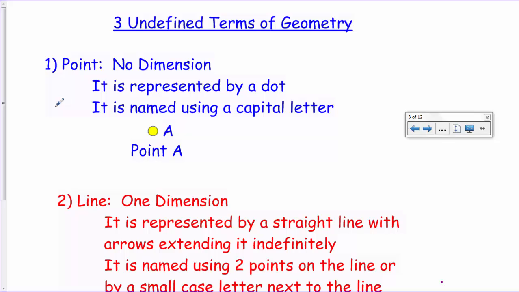Our first undefined term can be represented by a symbol, which is a dot, or we can use the word point to name it. It has no dimension. The point is named using a capital letter. And as you can see, we either put the dot with the letter or we write out the word with the letter.